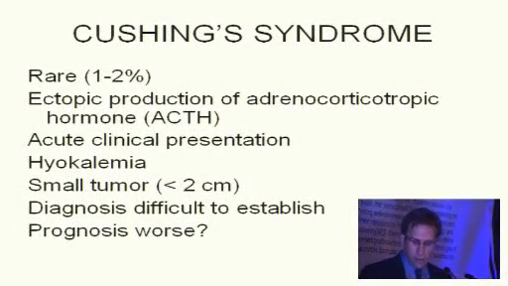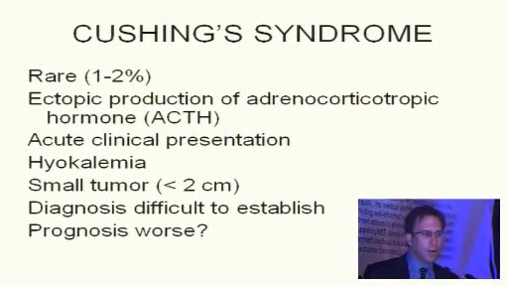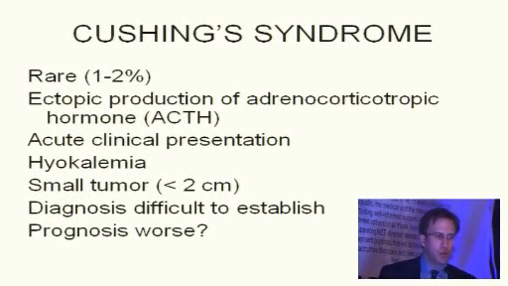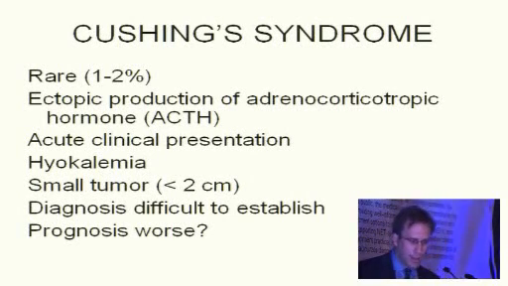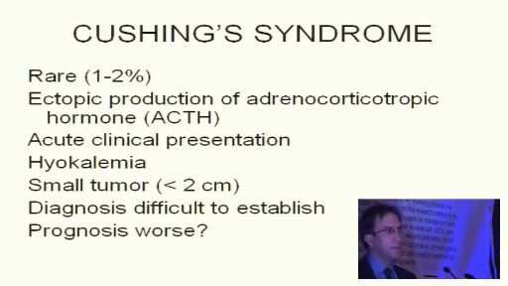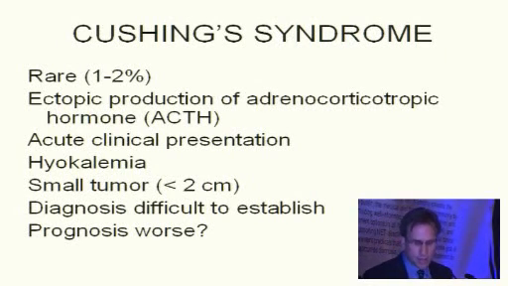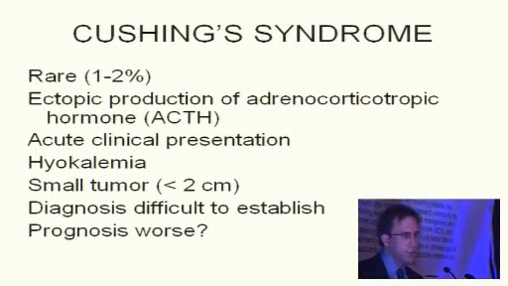Cushing syndrome is also another rare syndrome that can occur in about 1 to 2% of all bronchial carcinoid tumor. You can see the symptom here. And we think that the prognosis is slightly worse, but the treatment is the same. You try to remove the tumor surgically.